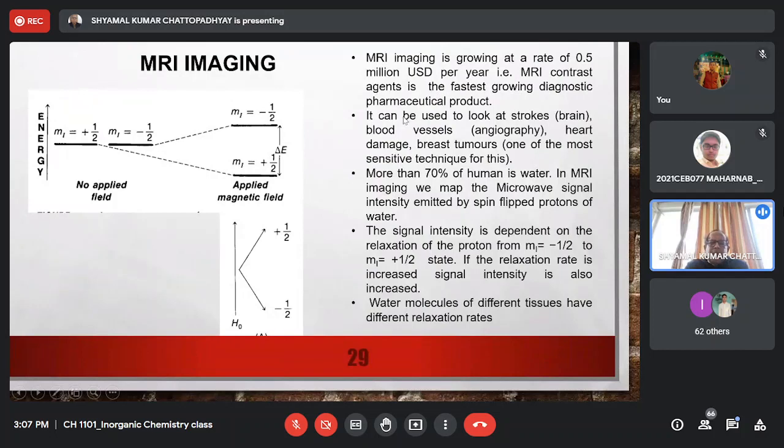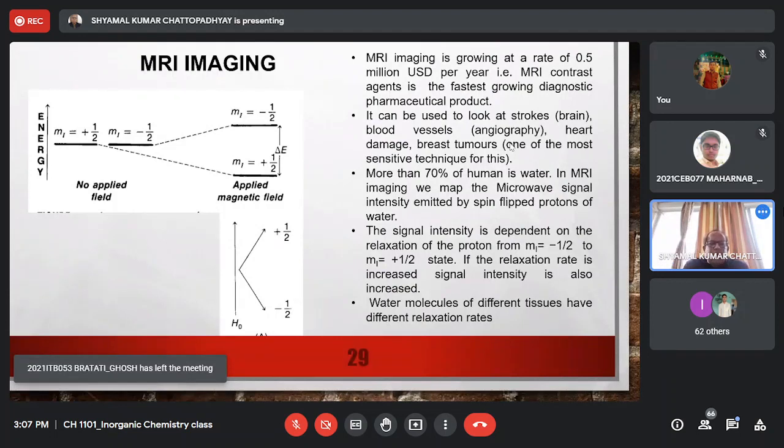Now, through MRI, what we can look at, particularly, are strokes in the brain, right? Damage of the blood vessels, which is called angiography, damage of heart tissues, and it is one of the most sensitive techniques for detection of breast tumor. So MRI has tremendous application for stroke, for blood vessel angiography, as well as for detection of tumors. And also detection of many tissue injuries; in sports medicine MRI has a tremendous application.